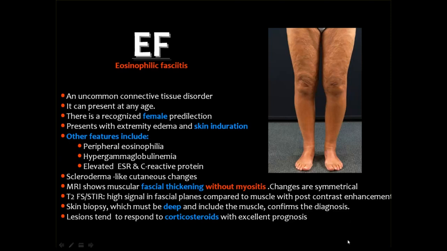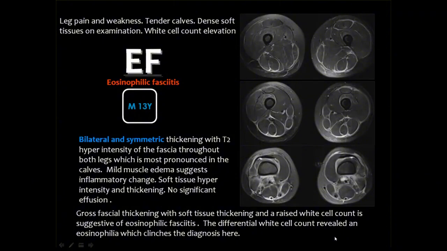On MRI, you get involvement of the fascial planes, but the muscles are not affected. If you inject contrast material, the fascia will enhance. If you want to confirm the diagnosis, this will be obtained by biopsy, and the biopsy should be deep enough to include part of the muscles in order to reach the diagnosis, and the disease responds well to corticosteroids.